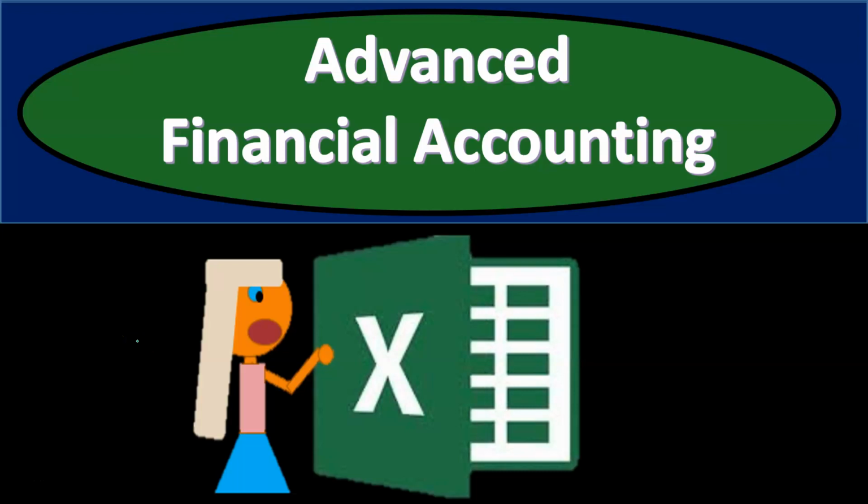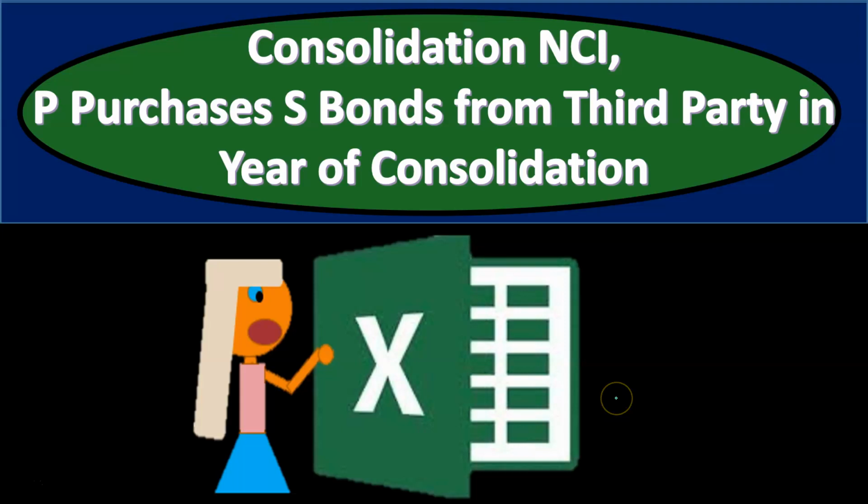Advanced Financial Accounting Excel Practice Problem. In this presentation, we're going to work a practice problem related to a consolidation where we have a parent-subsidiary relationship, parent owning over 51% but not 100% of the subsidiary. Therefore, we're going to have a non-controlling interest we will have to be dealing with.